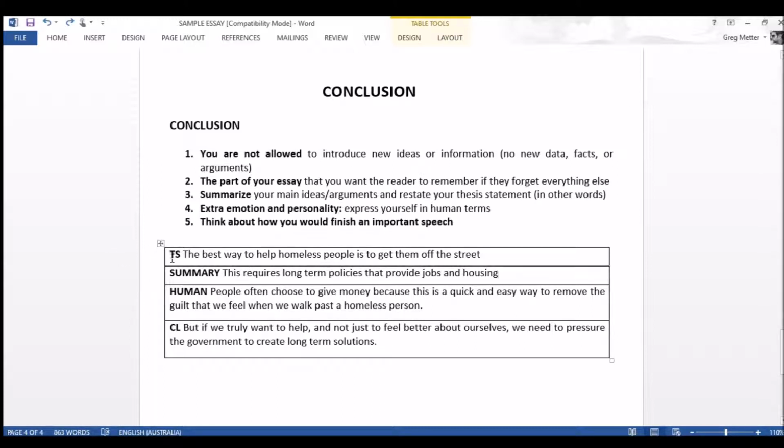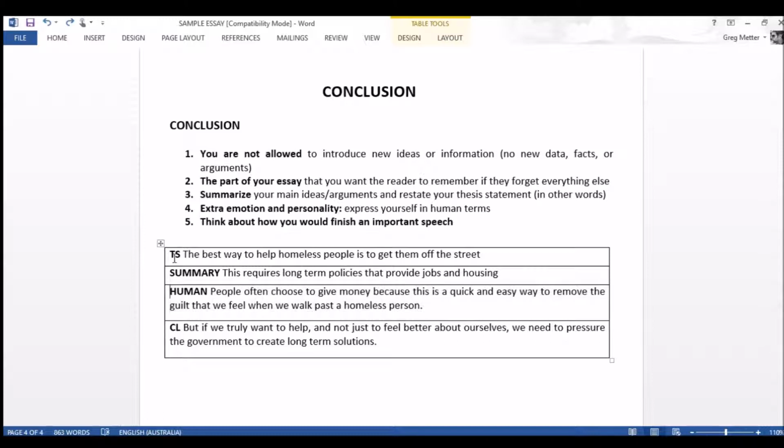So here, I'm restating my thesis statement, and then reminding the reader of my 2 important ideas that support my thesis statement. I'm then putting in a human element, a personal element, something with a bit of personality, by saying people often choose to give money because this is a quick and easy way to remove the guilt that we feel when we walk past a homeless person. I think we have all experienced this feeling when we walk past a homeless person and we get a sense of guilt, a sense of shame. We want to help, but we don't know how, or there's that feeling of hopelessness and that feeling of, wow, this person really has a horrible life and my life is not so bad.